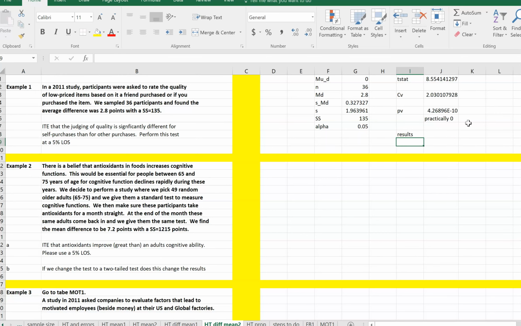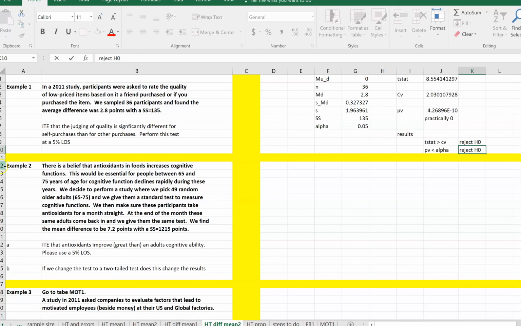What do I notice about my t-stat and my critical value? I notice that my t-stat is greater than my critical value. If your t-statistic is greater than your critical value, you will reject H naught. What else do I notice? My p-value is under alpha. What does that mean? I reject H naught. Yes, both conclusions should say the same thing.